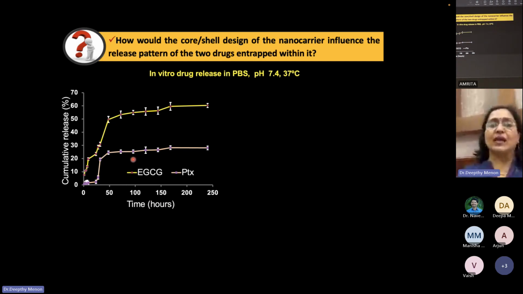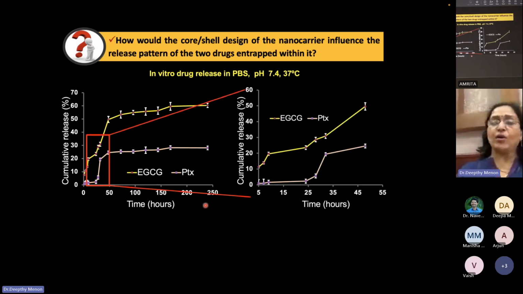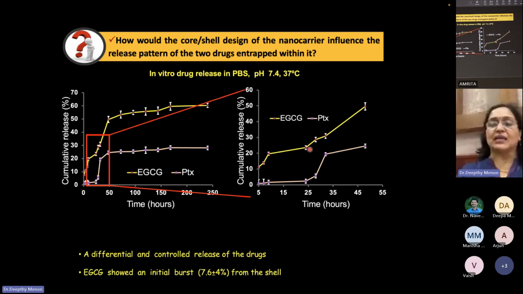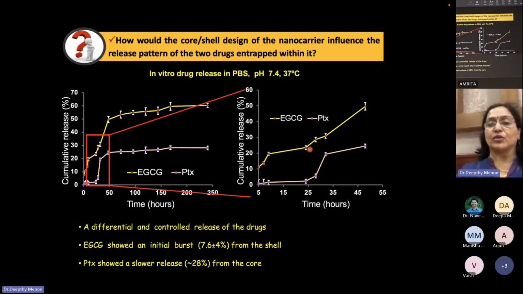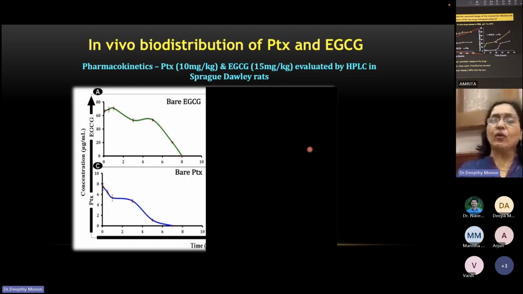In vitro, you can see what is outside will come out first. So EGCG is outside, will come out first. Paclitaxel will follow it. We understood that we can do that as a function of time for a long time. And there is a burst release initially and then a sustained release. All that is understood. Whether the same will happen in vivo, we wanted to check it in animals.